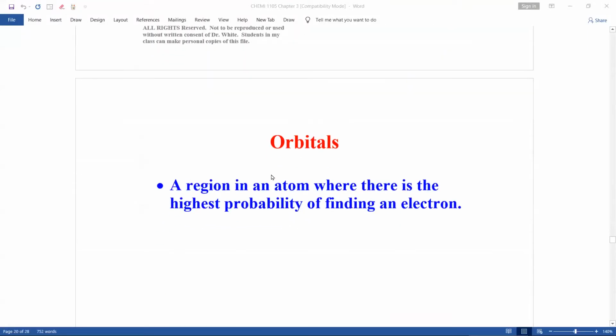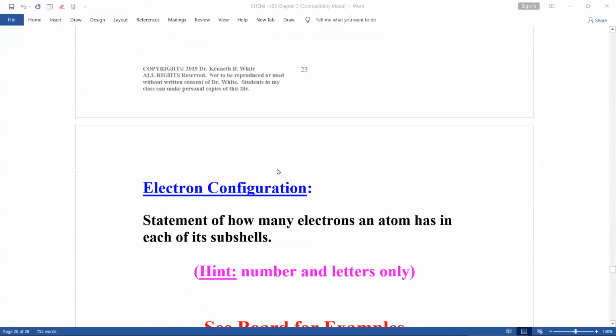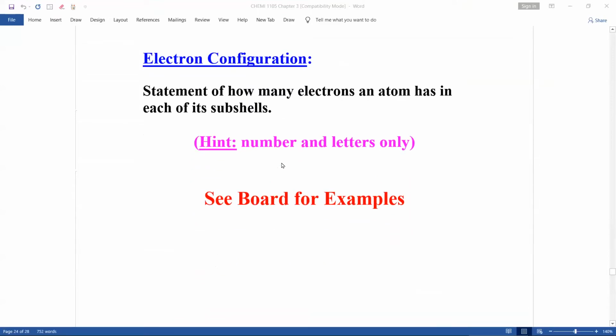All right, so the question is, and I talked about orbitals, which I'm not going to put on the test. Where are the electrons? And we use what's called the electron configuration, which is a statement of how many electrons an atom has in each of its subshells. Remember, a subshell is designated by a number, the shell number, and its subshell letter. So an actual subshell is both a number and a letter. So, see board for examples.